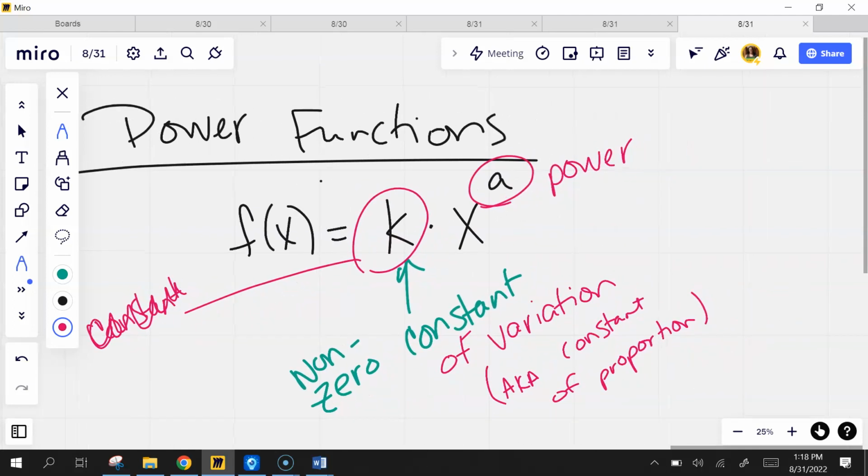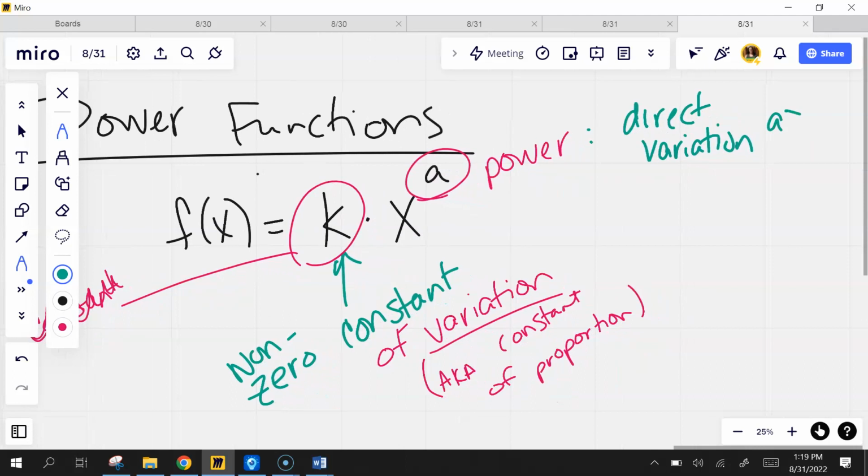The power function, the power of A tells us whether it's direct variation or inverse variation when we start talking about this variation. So two options here. Direct variation means that A is positive. Inverse variation would be a time when A is negative.